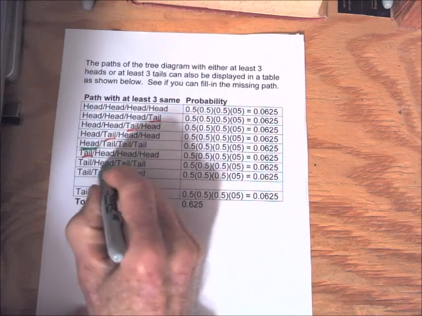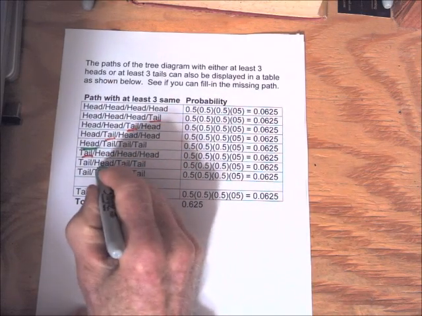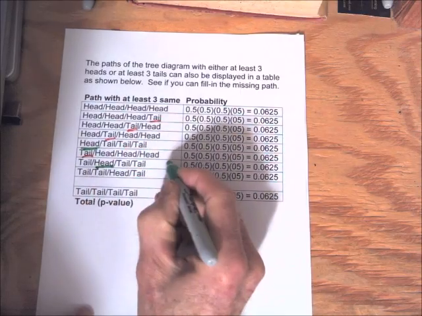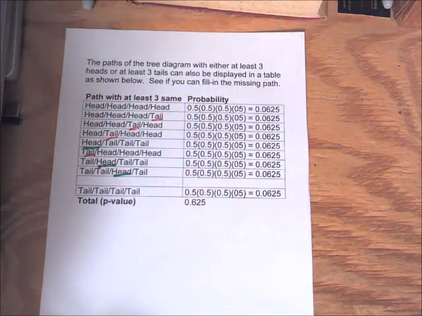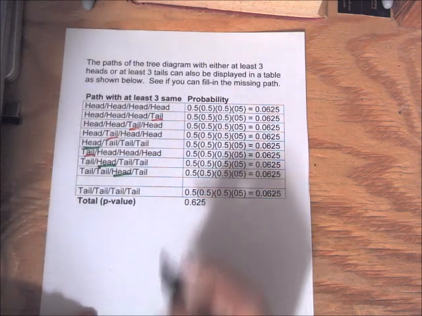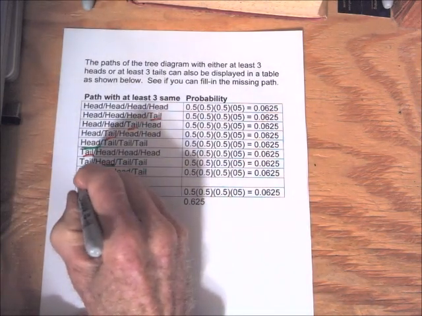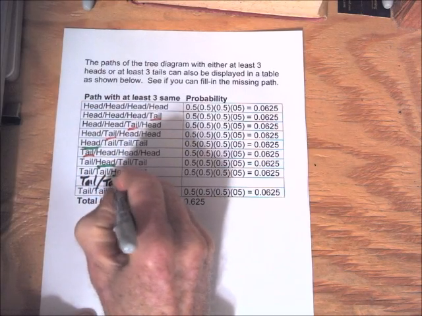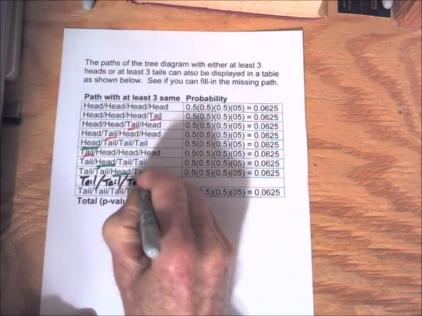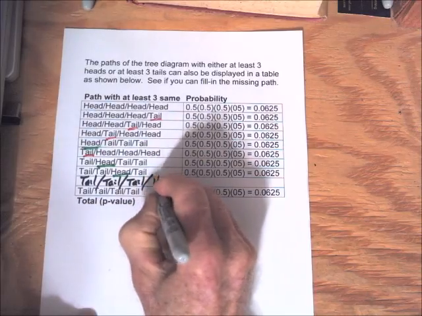And then that's in the first position. A head and three tails in the second position. A head and three tails in the third position. So the only thing we don't have here is three tails followed by a head. Tail, tail, tail, head.